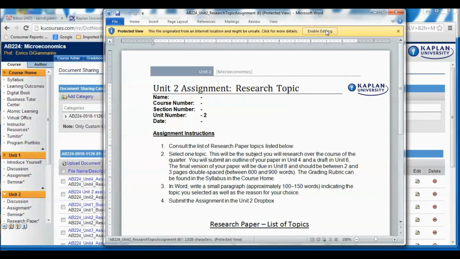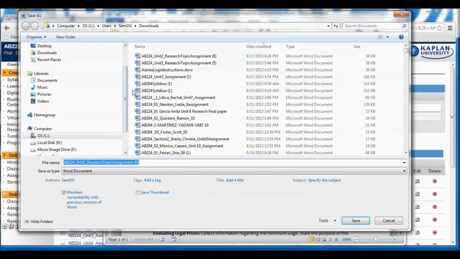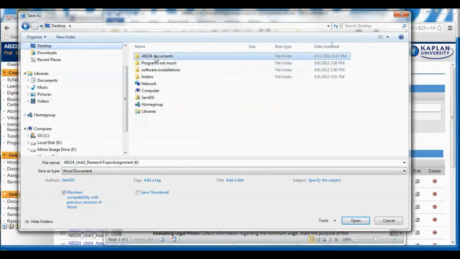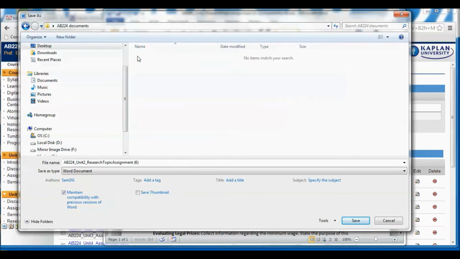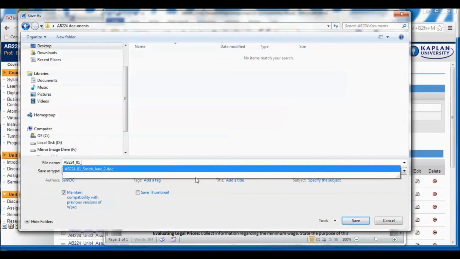Now what I'm going to suggest is you do the exact same thing we talked about before. We're going to do File, Save As, and go to Desktop, AB224 Documents. Again, we're going to take the name. Okay, so we're going to come back and make it AB224 01 underline. There it is. I knew I had it somewhere. Okay.